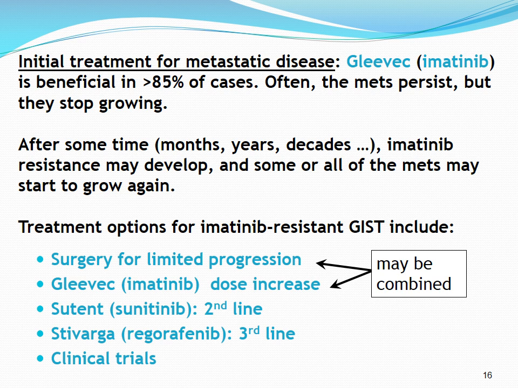So what can be done at that point? Well, there's still a lot of options. Surgery can be helpful. Some of the metastases may be dealt with surgically or by techniques like radiofrequency ablation, which can be talked about later. I won't be talking about that, but you'll hear about that in other presentations probably. Or we can escalate the dose of the drug to see if that helps. Or we can move to what are called second and third line drugs. And we now have a second line drug, Sutent or sunitinib, and a third line drug, Stivarga or regorafenib. Beyond that, there are a lot more drugs in clinical trials. I'll talk about that a bit later.